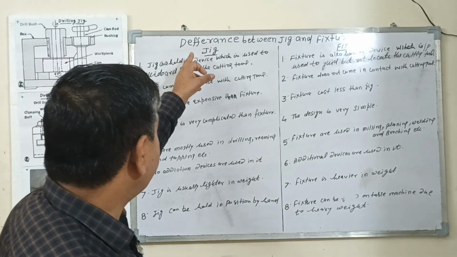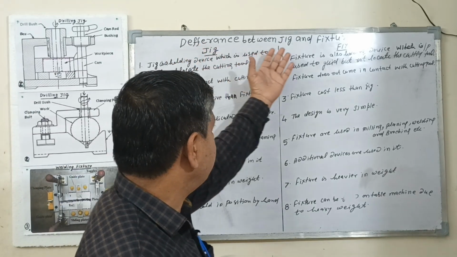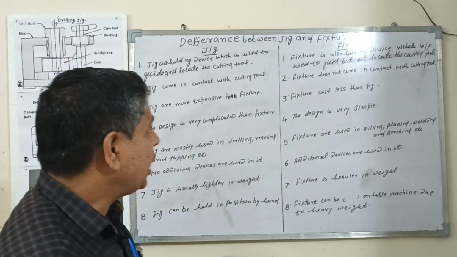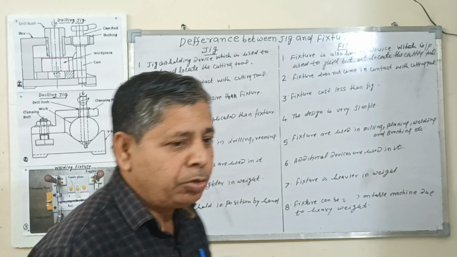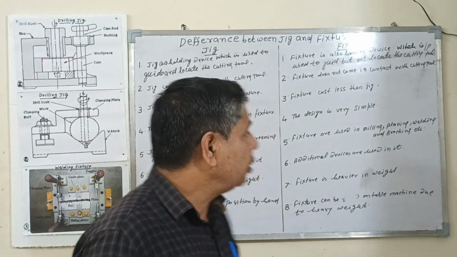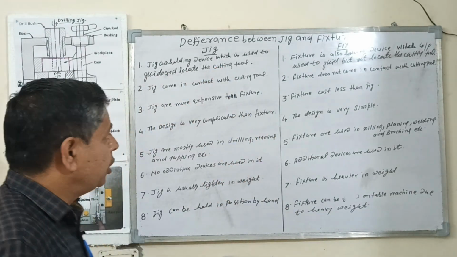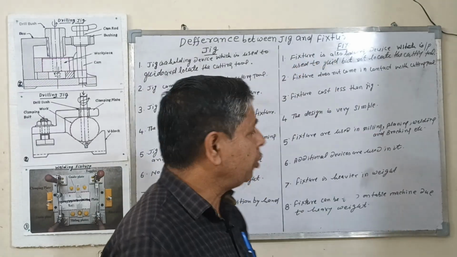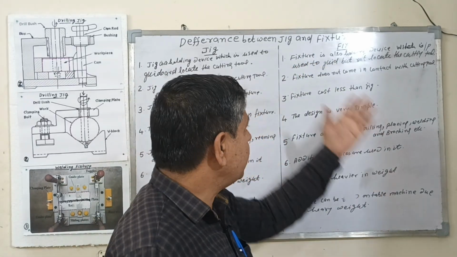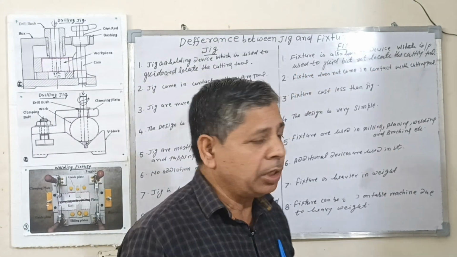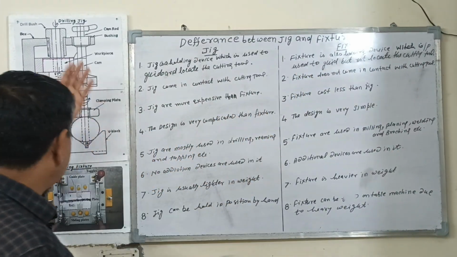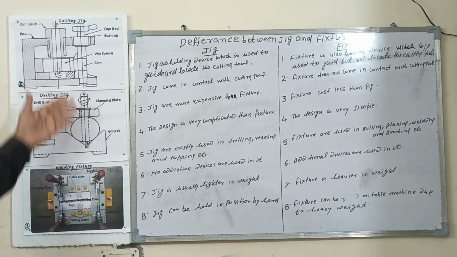Today, my topic is the difference between a jig and a fixture. First, I am telling you what a jig is. A jig is a holding device which is used to guide and locate the cutting tool. Second is the fixture. A fixture is also a holding device which is used to guide the tool, but does not locate the cutting tool. So you can see these figures.